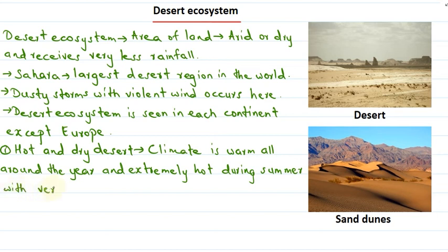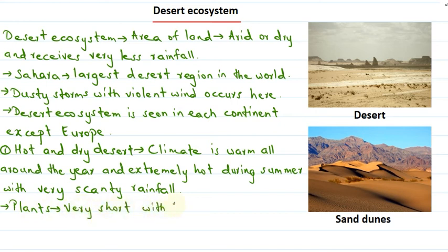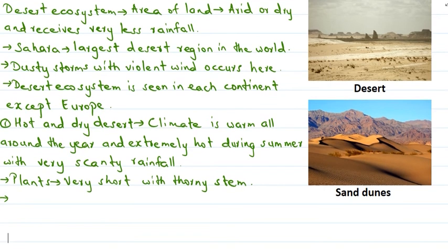With very scanty rainfall. Okay. So the plants are very short and they have thorny stems. The plants growing here are short. How are the plants here? Plants are very short with thorny stem. Okay, then what kind of animals can be found here?